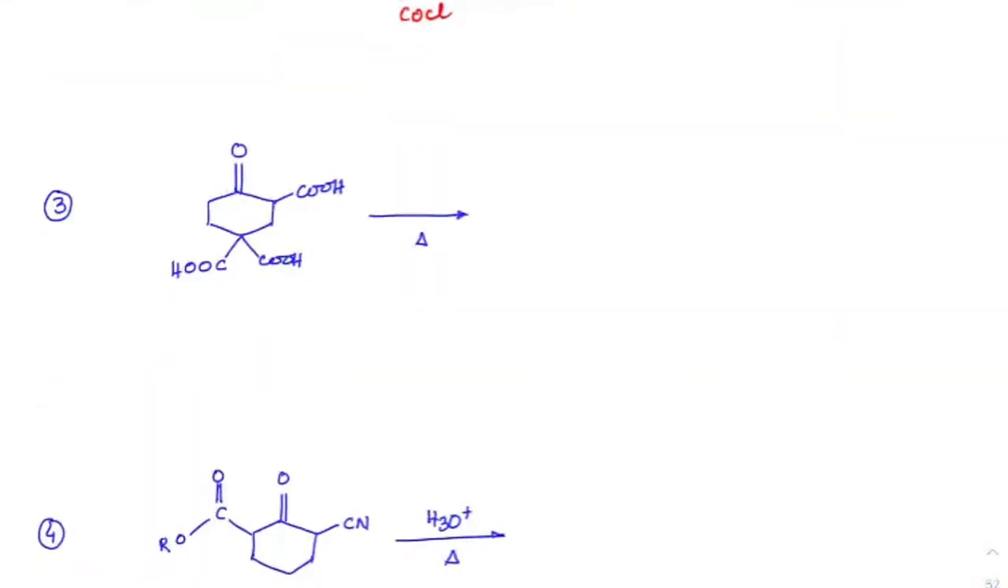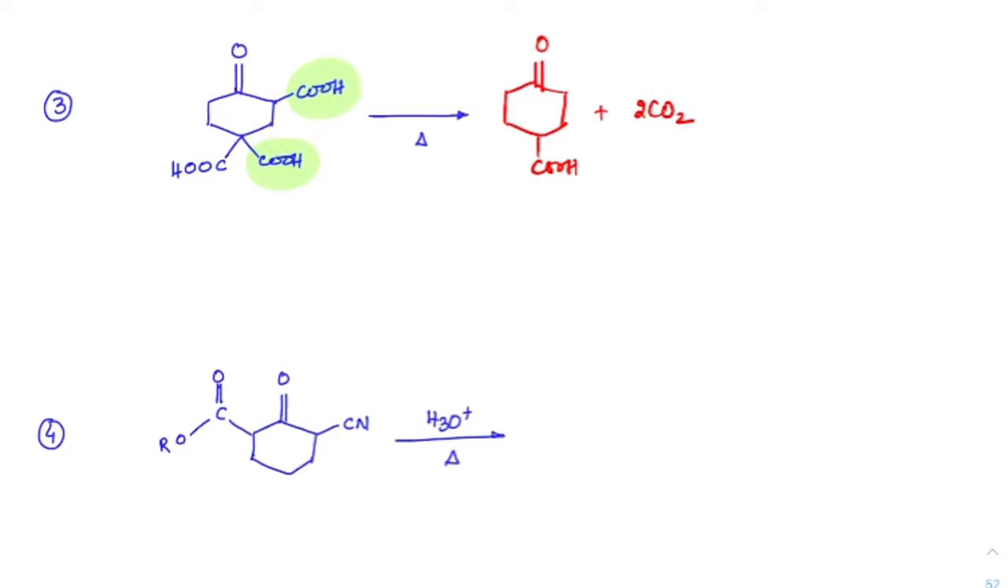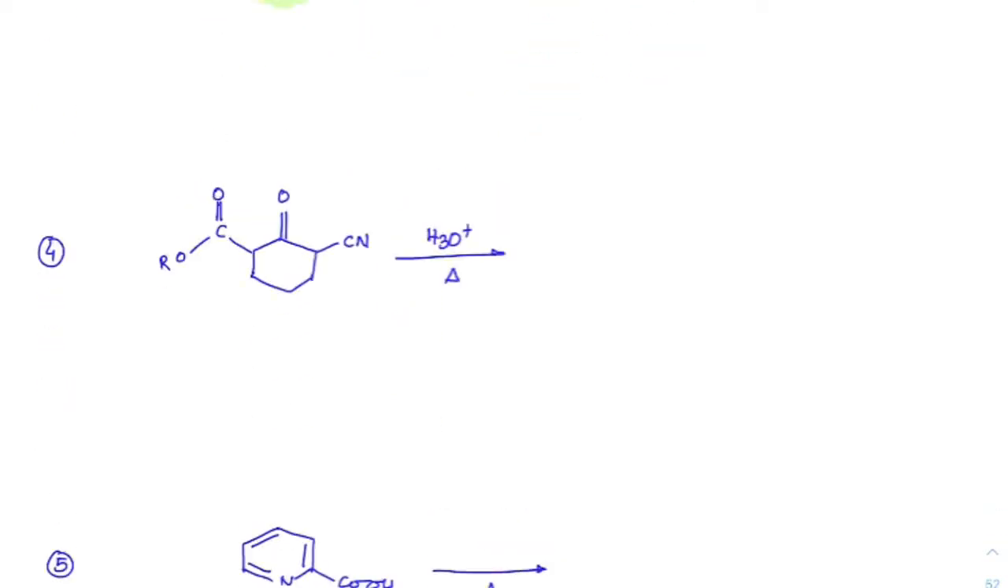See the third question. On heating, you just have to check out the position. This first one is a beta keto acid, so definitely this will come out as carbon dioxide. Beta carboxy acid, malonic acid forms, this will also come out. So the final product would be double bond O COOH plus 2 moles of CO2. Keep working. Next.